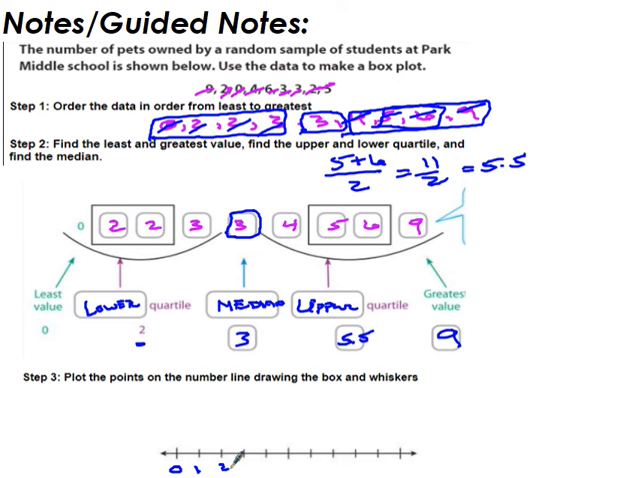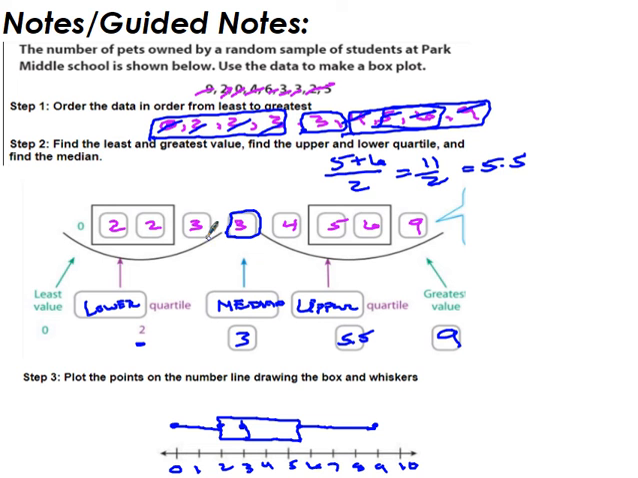So 0, 1, 2, 3, 4, 5, 6, 7, 8, 9, 10. What we do is we now just plot our points above the number line. These are the 5 points we plot: 0, 2, 3, 5.5, and 9. Do the whiskers from the outside first, and then you get to make your box. And then there's your median. So that's how you make a box plot.